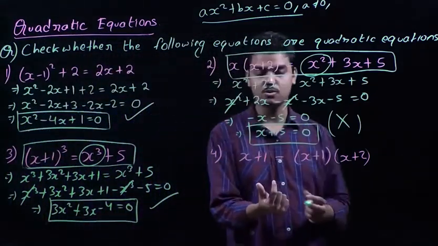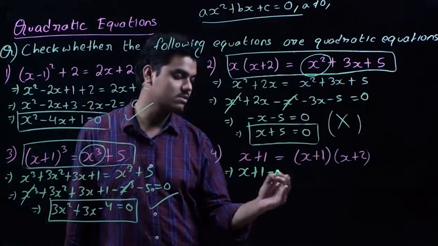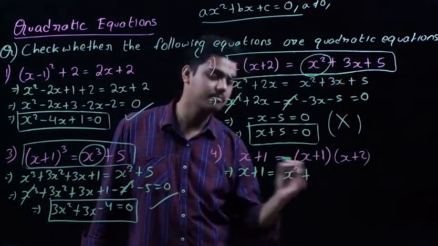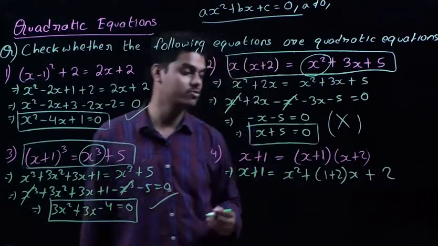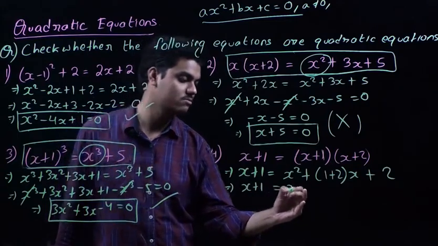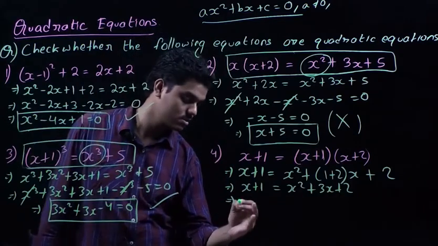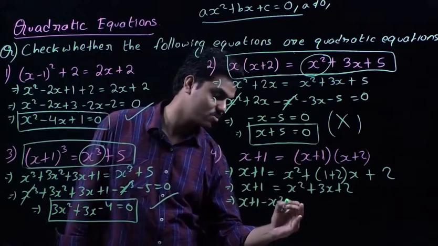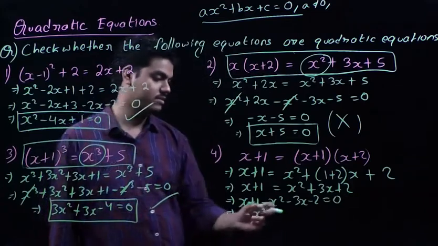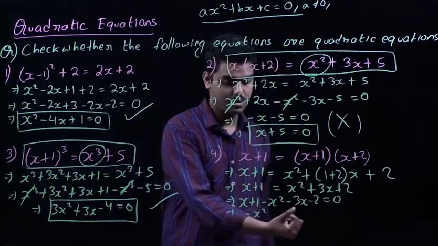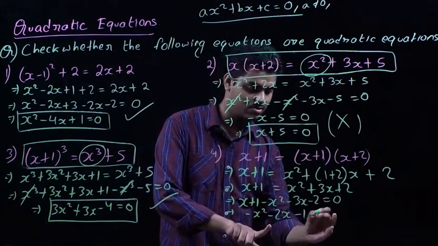What about the fourth one? What you need to do is simplify this. So expand this. You have x plus 1 in the LHS. So this would be x square plus 1 plus 2 times x plus 1 into 2, that's 2. So you have x plus 1 equals x square plus 3x plus 2. Bring everything to the LHS. X plus 1 minus x square minus 3x minus 2 equals 0. So you have minus x square, I am just writing in this form. Minus 3x plus x gives minus 2x minus 1 equals 0.